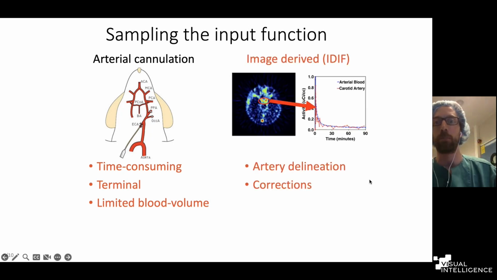So people do simplifications. They find some artery in the image, and they delineate, make a region, a segmentation of this, and extract the input function from this region. This also has to apply some corrections with this method. So this is far from ideal.